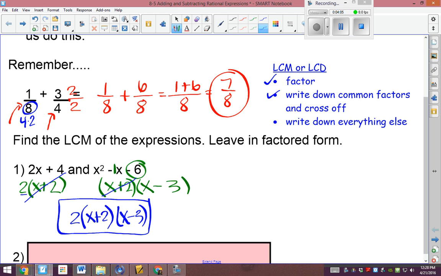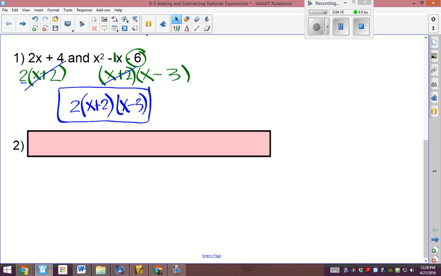So that's it. If we were trying to add those, like they were bottoms of fractions, that would be the bottom of both of them. That would be the common denominator. That means all the parts fit into it. This 2 fits into it.